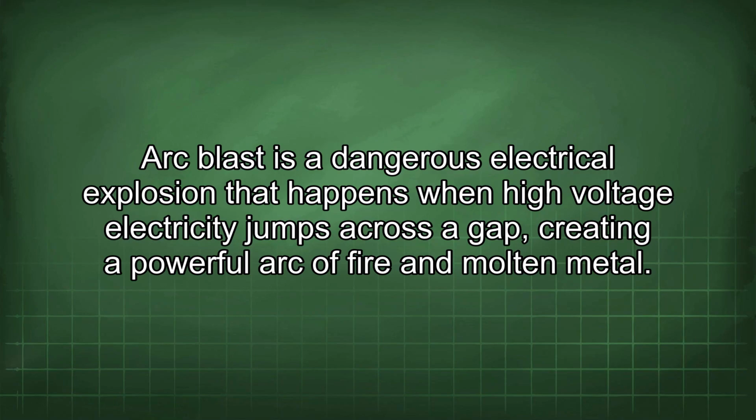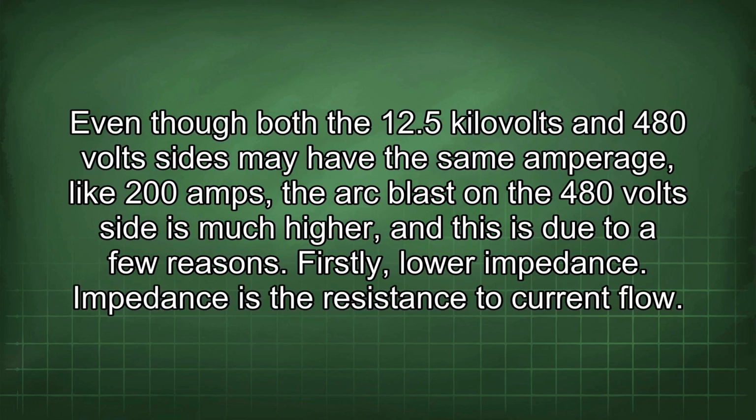Arc blast is a dangerous electrical explosion that happens when high-voltage electricity jumps across a gap, creating a powerful arc of fire and molten metal. Even though both the 12.5 kV and 480 V sides may have the same amperage, like 200 amps, the arc blast in the 480 V side is much higher, and this is due to a few reasons.